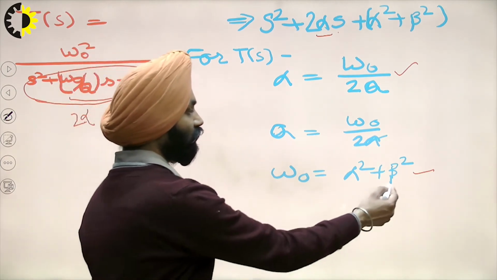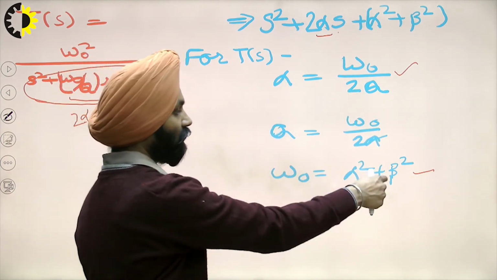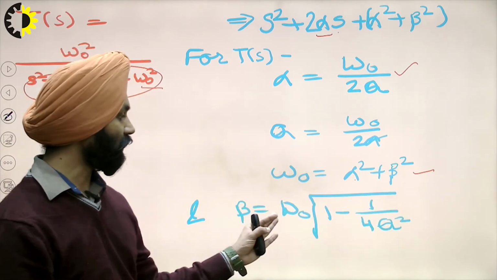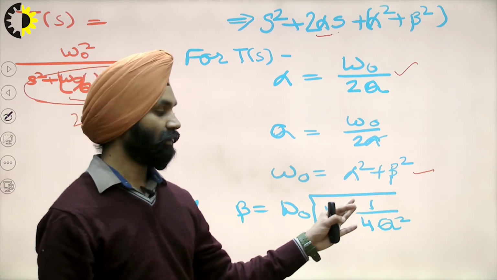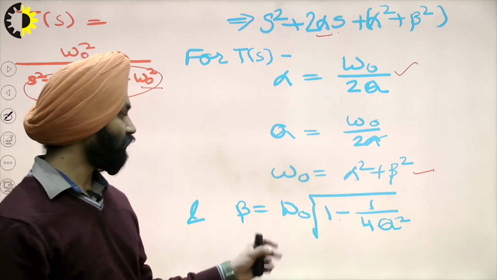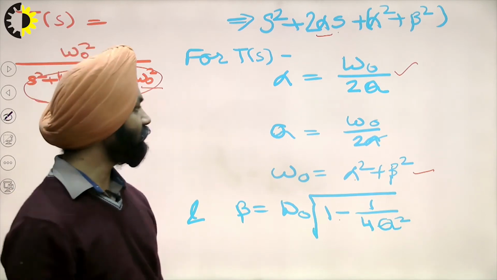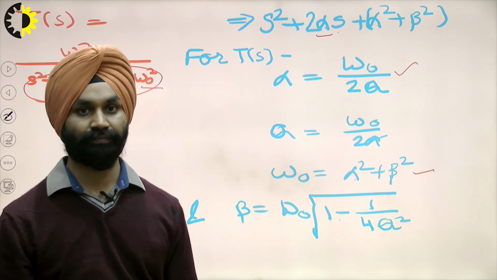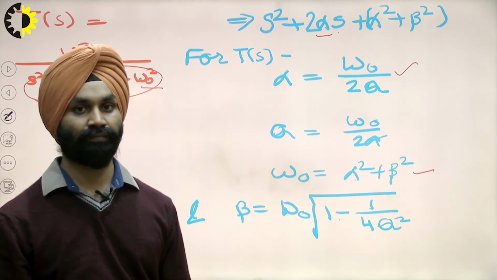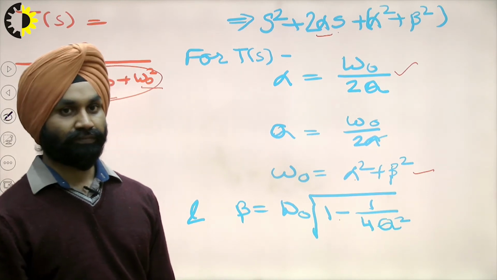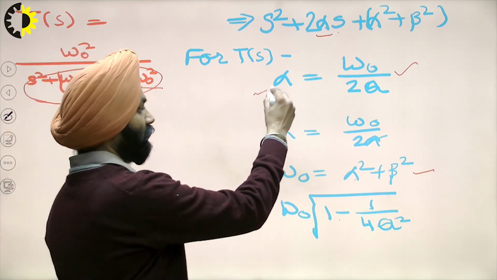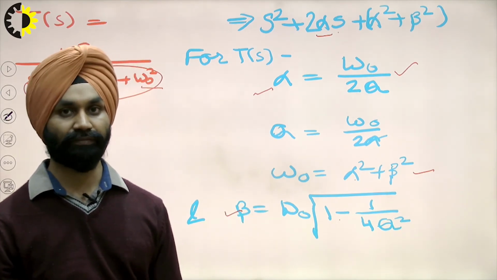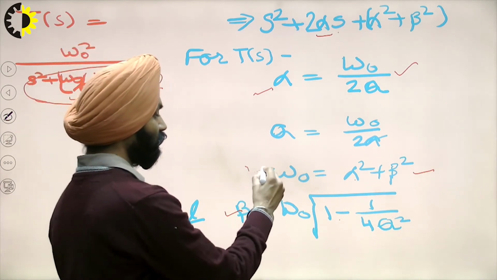We can calculate beta from these equations. If we put the value of alpha from here, we can find out the value of beta, that beta will be equal to under root of 1 minus 1 upon 4 q square, into omega naught. That we can easily find out if we put the value of omega naught and alpha into this one. So, these are the two parameters, alpha and beta, which define q and omega naught. If we know these values, we can find out q and omega naught.